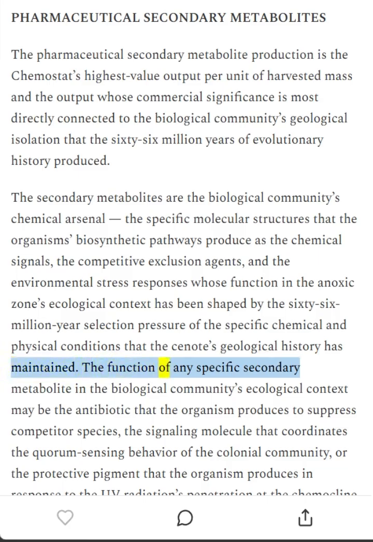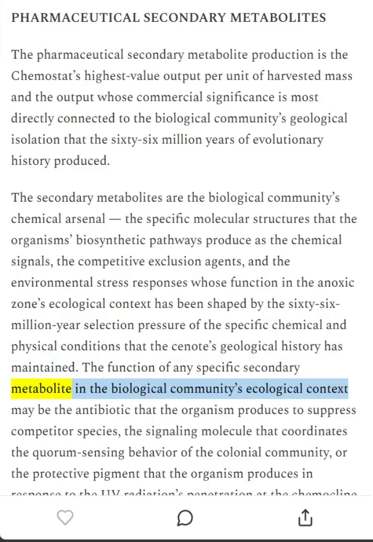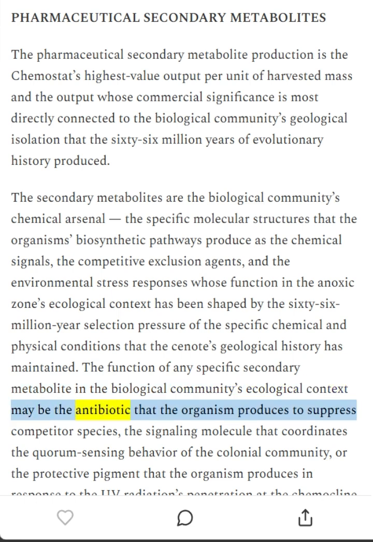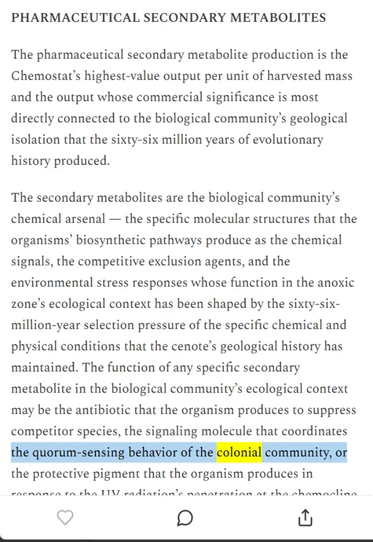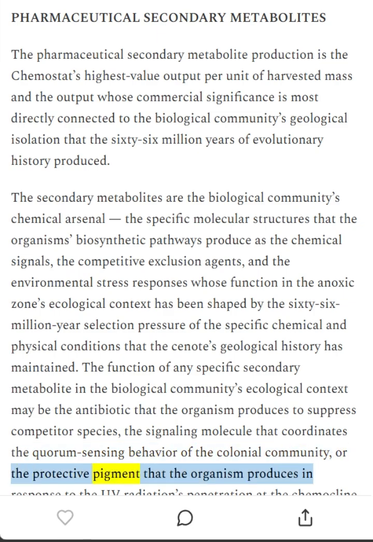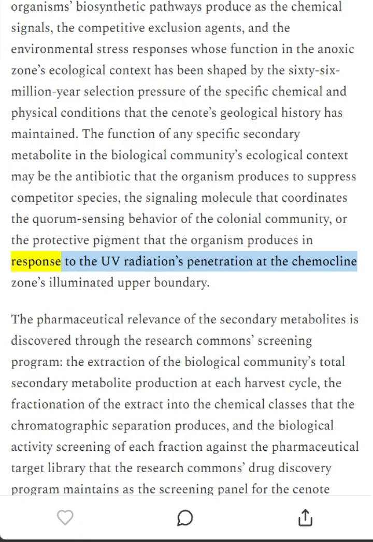The function of any specific secondary metabolite in the biological community's ecological context may be the antibiotic that the organism produces to suppress competitor species, the signaling molecule that coordinates the quorum-sensing behavior of the colonial community, or the protective pigment that the organism produces in response to the UV radiation's penetration at the chemocline zone's illuminated upper boundary.